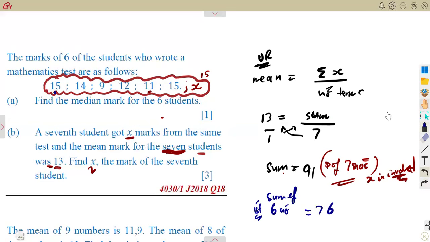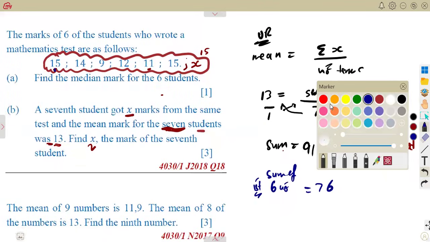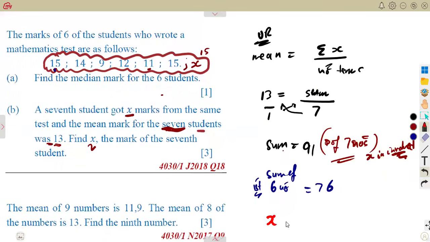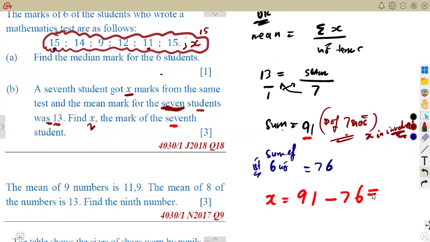So how do you find x? You know that 6 numbers add up to 76. If they are 7, they add up to 91. So what is x? The 7th number, the one that was added. You just subtract. When they were 7, they gave us 91. If they are 6, they gave us a total of 76. The difference there is the 7th student who was added, and that gives us the same number, 15.